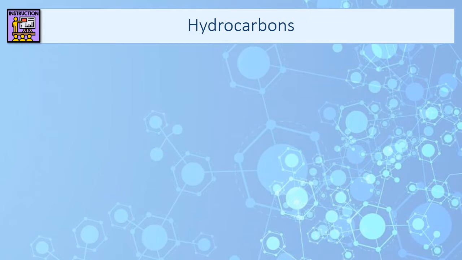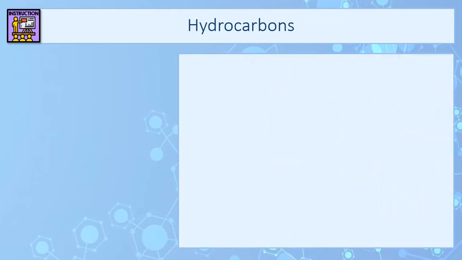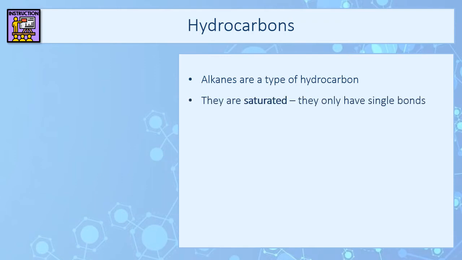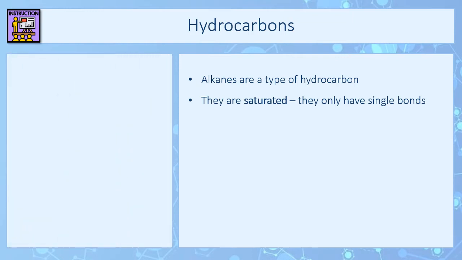So we need to know about a specific type of hydrocarbon called an alkane. Alkanes are a type of hydrocarbon that are saturated, and that means they only have single bonds. You can recognise those on a diagram by single lines joining the atoms together. Each line represents one single covalent bond or one shared pair of electrons.